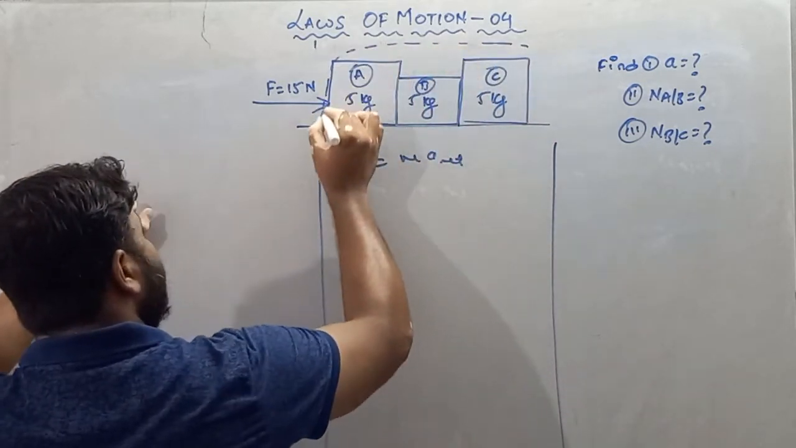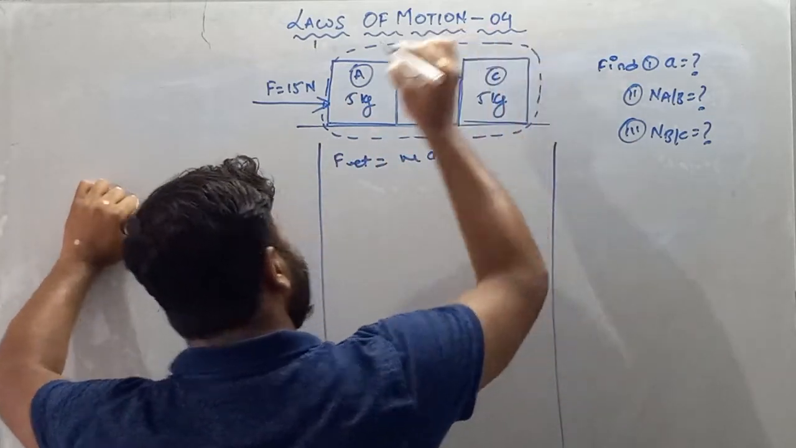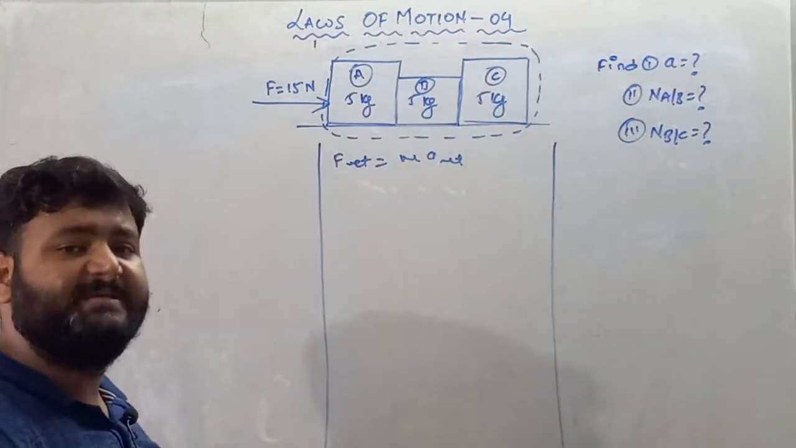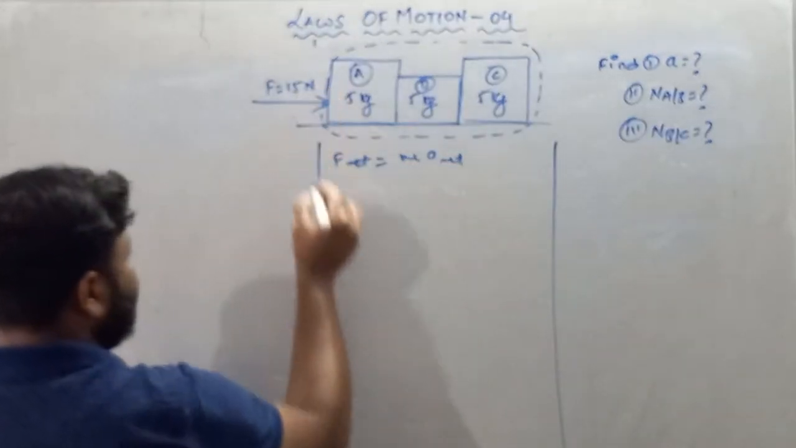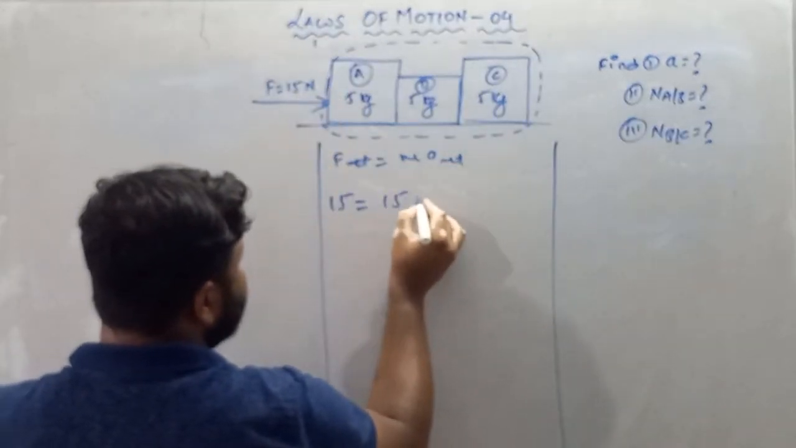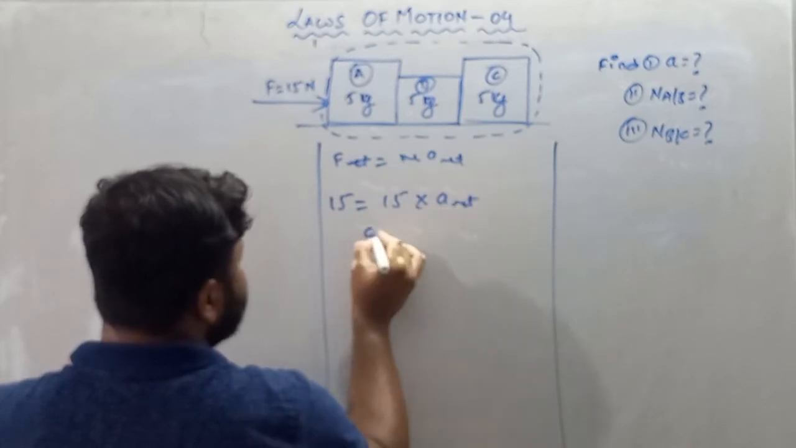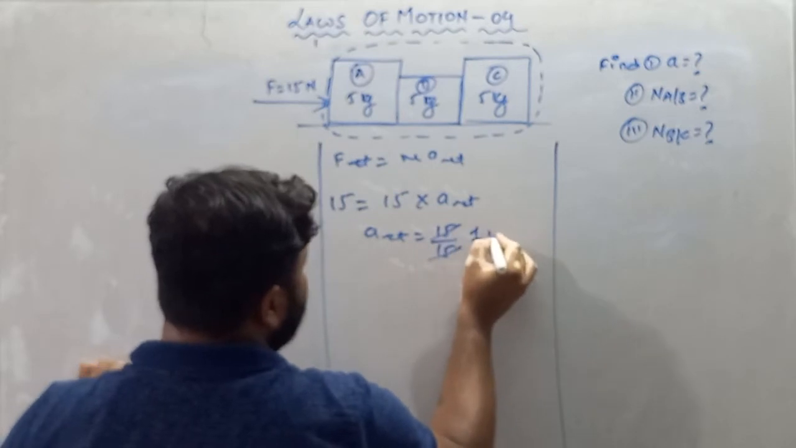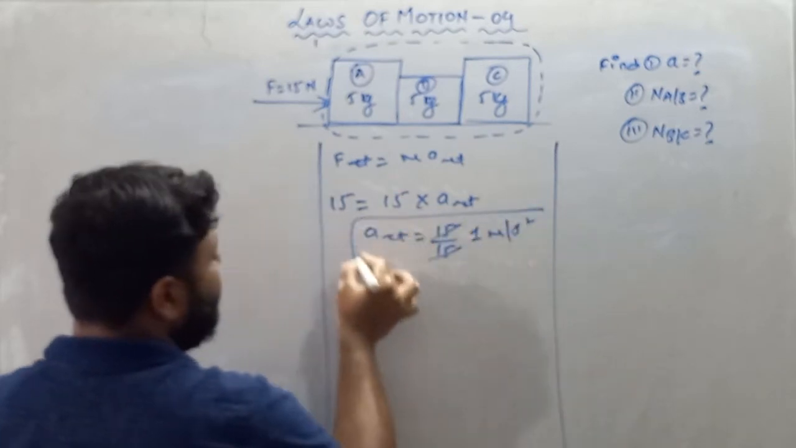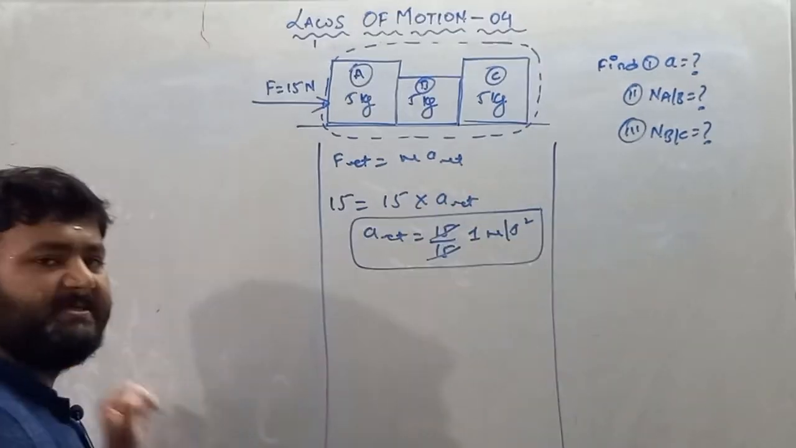F net must be equal to m a net, my dear student. As all the 3 blocks are moving together, you have to consider all the 3 blocks to be a single mass. It is 5 plus 5 is 10, plus 5 is 15. Net force is 15. So 15 is equal to 15 into a net. So a net becomes 15 by 15. It must be 1 meter per second square. So acceleration is 1 meter per second square.